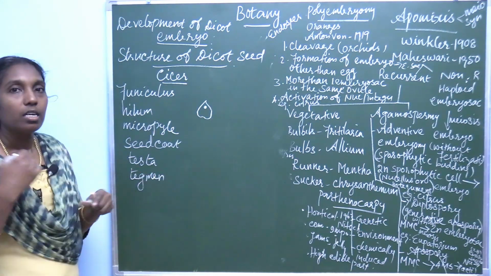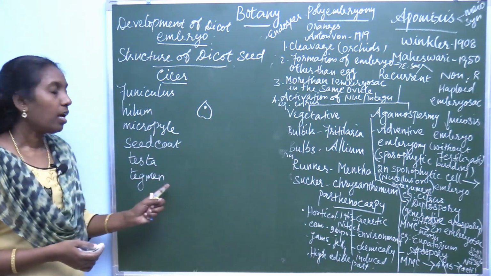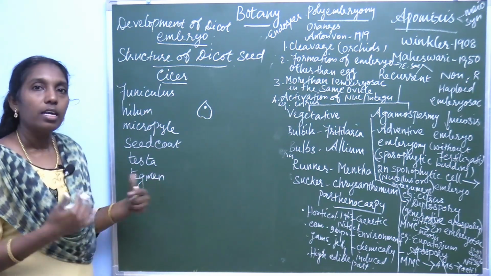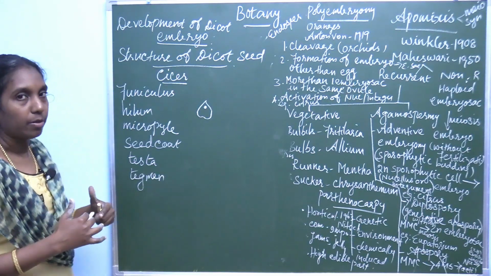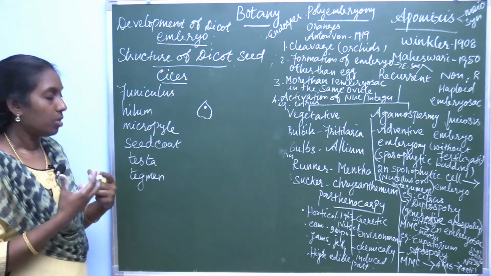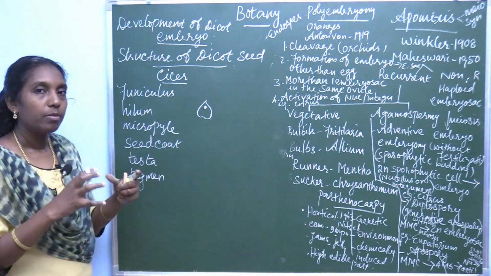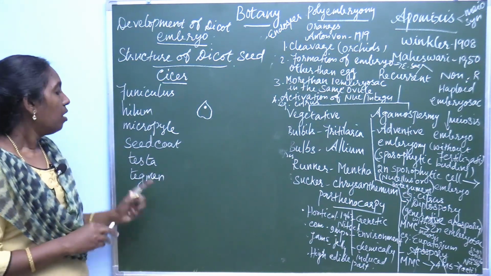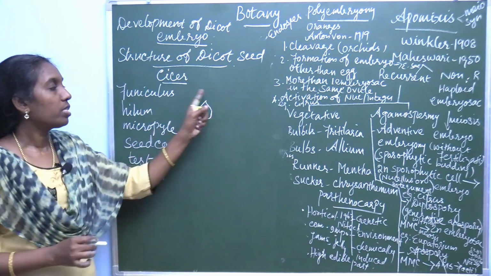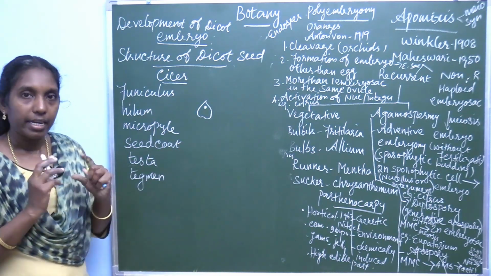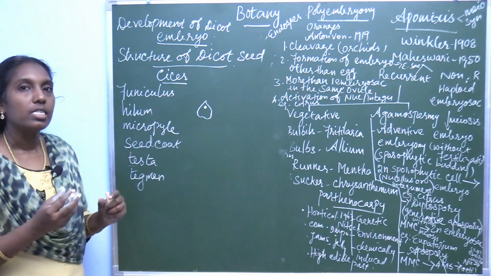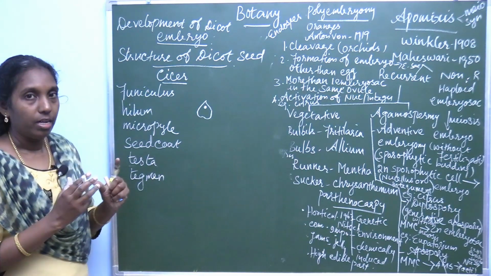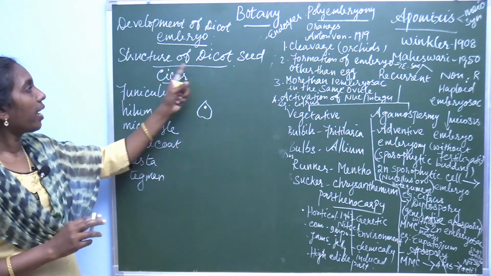The names of the seed coat are testa and tegmen. Outer seed coat is called testa, inner seed coat is called tegmen. In some seeds, this testa and tegmen fuse together and form a single layer. Mostly the outer testa is hard and thick. The inner seed coat is very thin. And when the seed develops, this is a dicot seed.